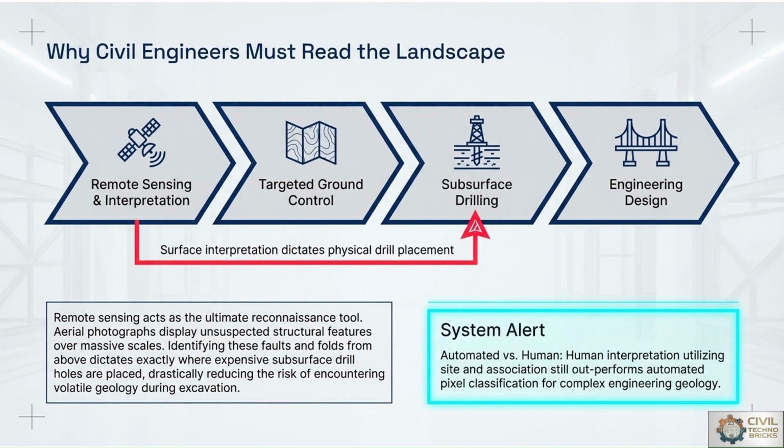Here, one of the precautions, or we can say the alert, is automated versus human. So human interpretation utilizing sight and association still outperforms automated pixel classification for complex engineering geology. Means we have to relate the automatic or advanced techniques with reference to human activities so that it may create safe and easy survival of mankind.